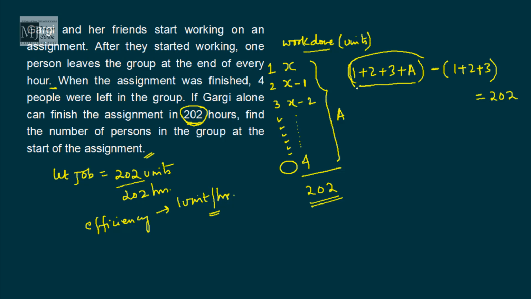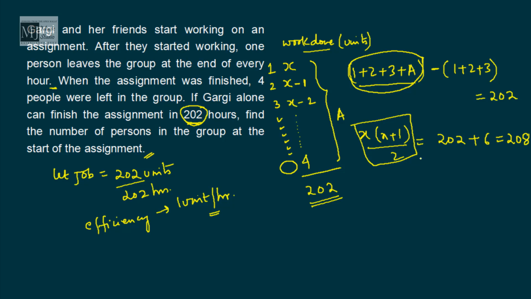Now what is this? If we look clearly, this is the summation of the first x natural numbers. So I can say x into x plus 1 by 2 equals 202 plus 3 plus 2 plus 1, which is how much? 6. That is 208. That means we need to find the value of x such that x into x plus 1 by 2 is 208. Bingo. Yes, these are all triangular number format questions, and these are to be tackled with a special technique.